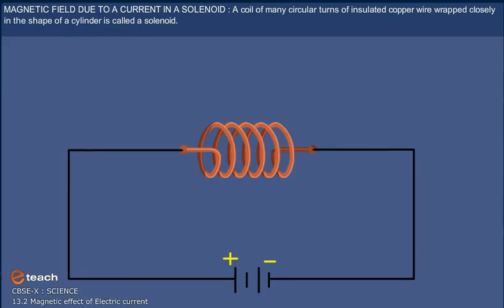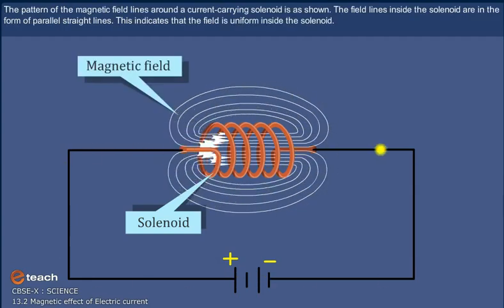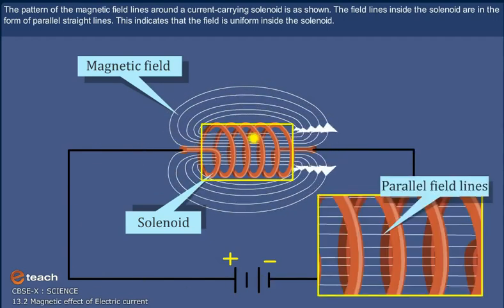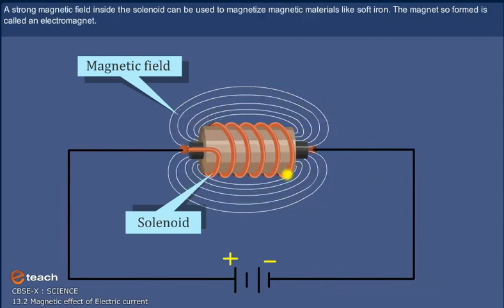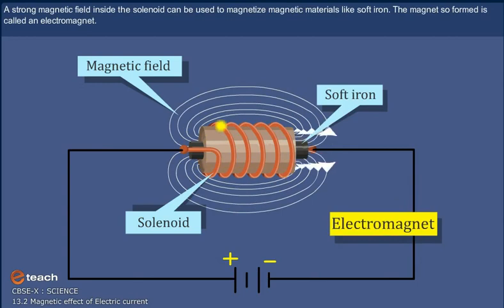A coil of many circular turns of insulated copper wire wrapped closely in the shape of a cylinder is called a solenoid. The pattern of the magnetic field lines around a current-carrying solenoid is as shown. The field lines inside the solenoid are in the form of parallel straight lines. This indicates that the field is uniform inside the solenoid. A strong magnetic field inside the solenoid can be used to magnetize magnetic materials like soft iron. The magnet so formed is called an electromagnet.